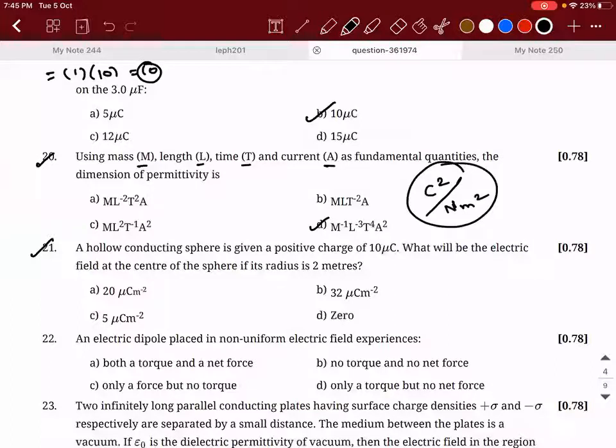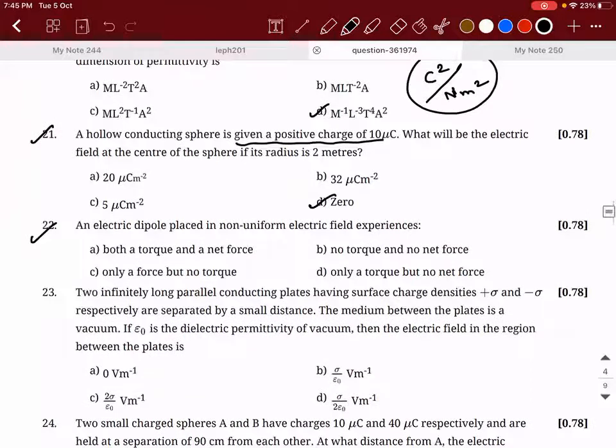Okay. 21. There is a hollow conducting sphere which is given a positive charge 10 microcoulomb. What will be the electric field at the center of the sphere if it is of radius 2 meters? You need not even solve. What is the answer? 0. 22nd. An electric dipole placed in non-uniform electric field experiences. Sir, both torque and net force, sir. Both torque and net force. Option A. So option A, correct.